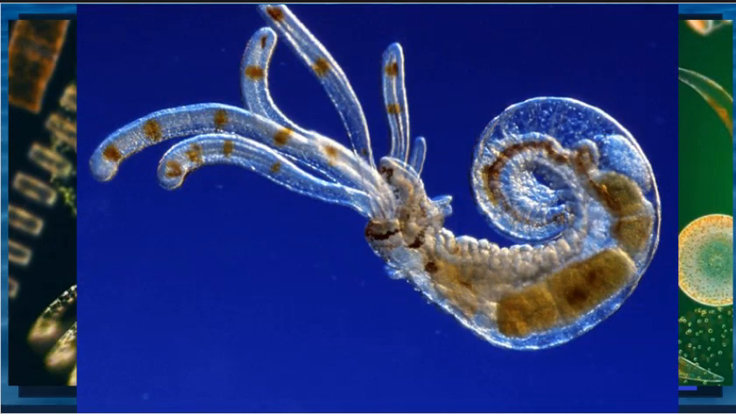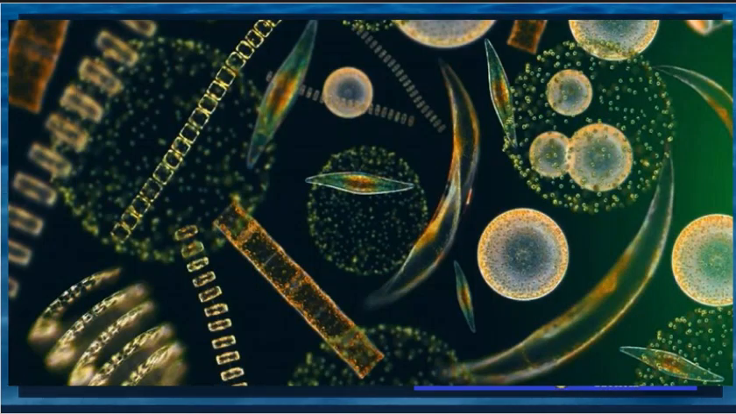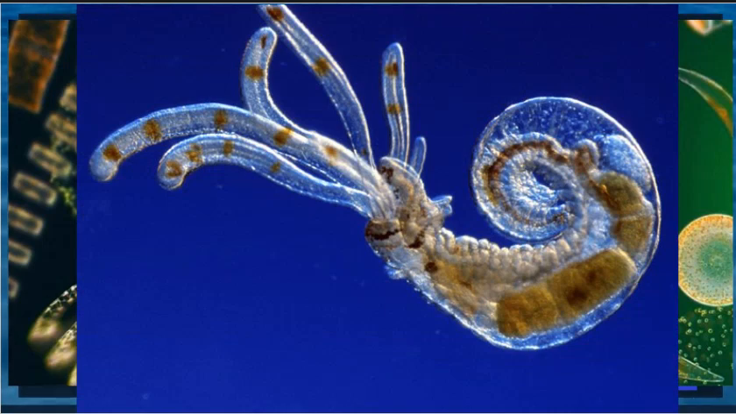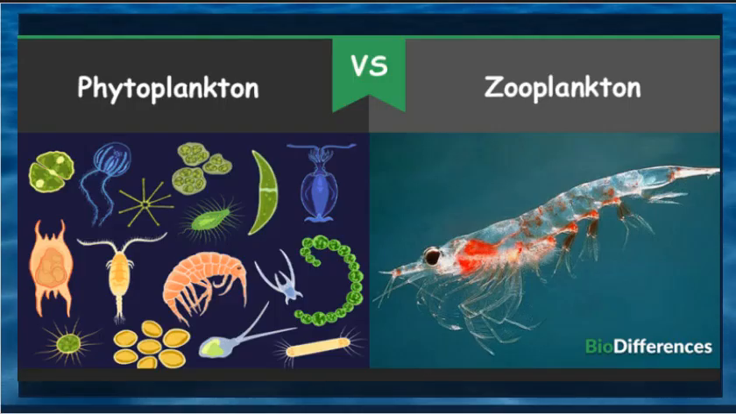This is a zooplankton. So these would be phytoplankton. Here's a zooplankton. Do you see it's a little animal? It looks like a shrimp. So maybe that, or it's got little tentacles. It might be a baby octopus or squid or something. Okay, so our phytoplankton would be over here.